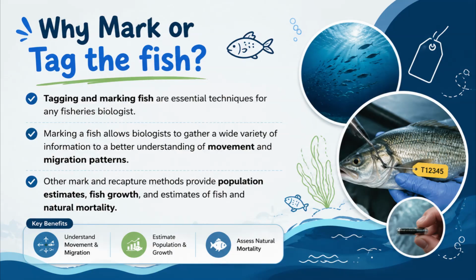These methods also help researchers estimate fish population size, study fish growth, and understand natural mortality rates. Fish tagging provides valuable data that supports conservation, sustainable fisheries management, and aquatic ecosystem research. In simple words, tagging helps us better understand underwater life and protect marine biodiversity for the future.